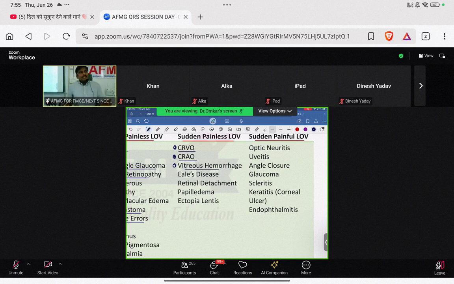If there is any bleeding in the posterior segment of the eye beta, that is vitreous hemorrhage. It could be due to diabetic retinopathy. It could be due to CRVO beta, in multiple conditions. Whenever there will be neovascularization, new blood vessels will form, those are fragile, they will rupture and they will cause a vitreous hemorrhage. That will lead to a sudden painless loss of vision.